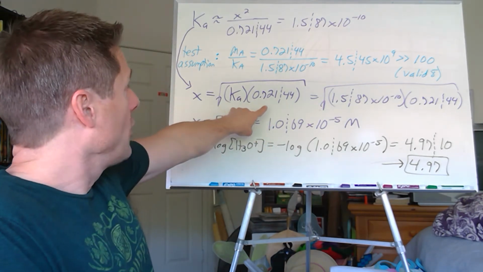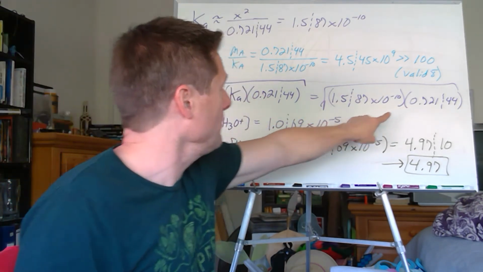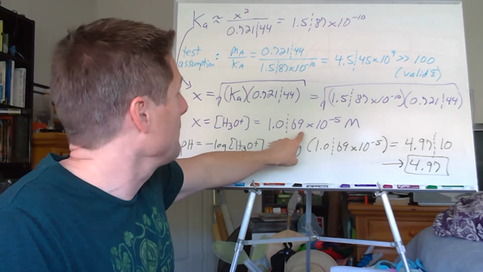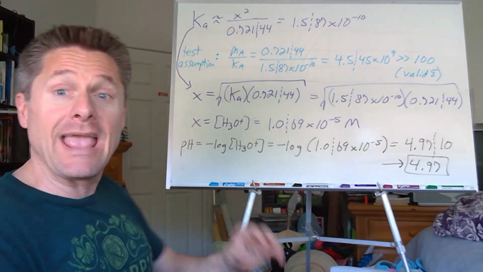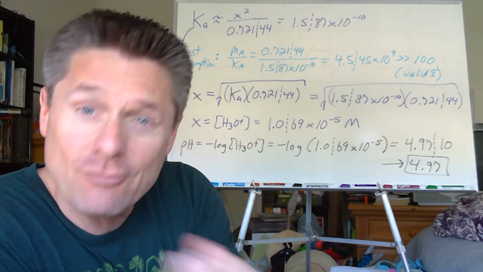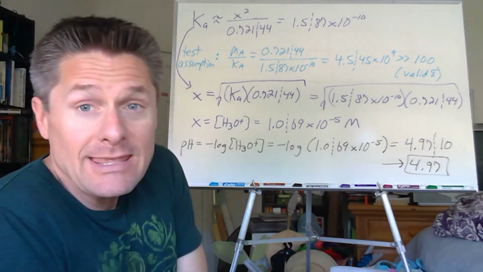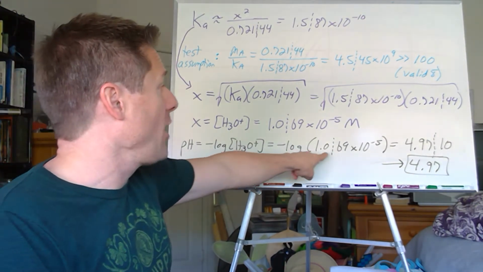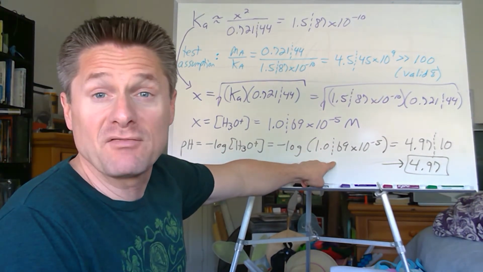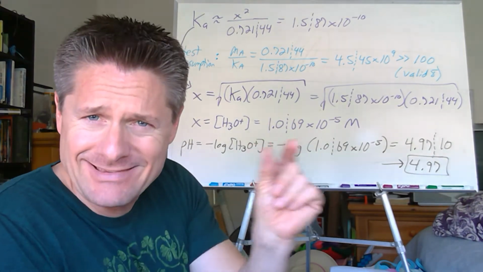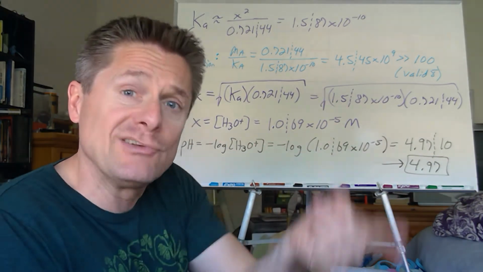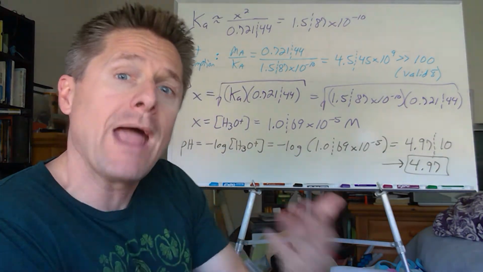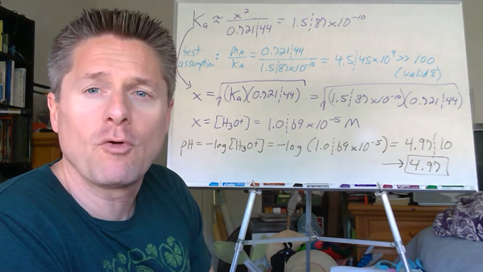All right, so Ka times the initial, multiply those together, take the square root, I get 1.069 times 10 minus 5th molar. That's x, and from the ice table, that is hydronium ion concentration. Yay! So now let's just take the negative log of that. So the negative log of 1.069 times 10 minus 5. We have 2 significant digits in the log term, which means we'll get 2 decimal places in our answer. 4.9710 rounded to 2 decimal places leaves you at 4.97.